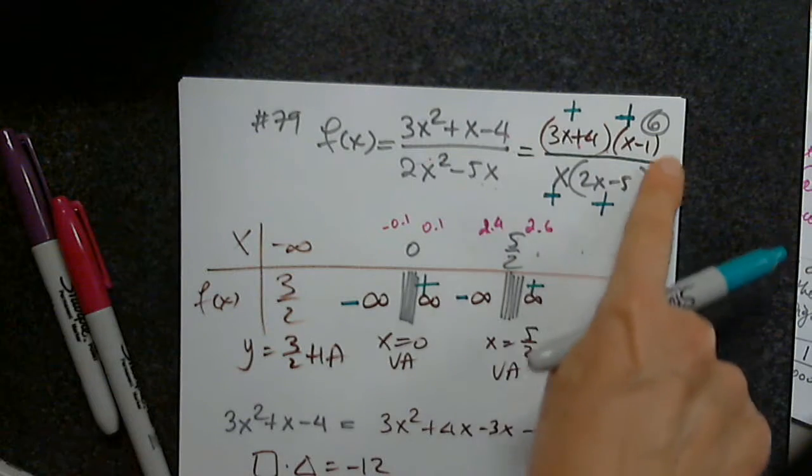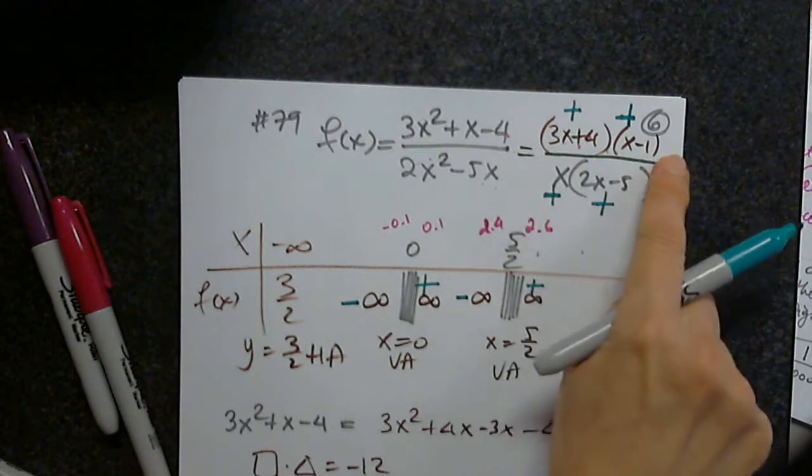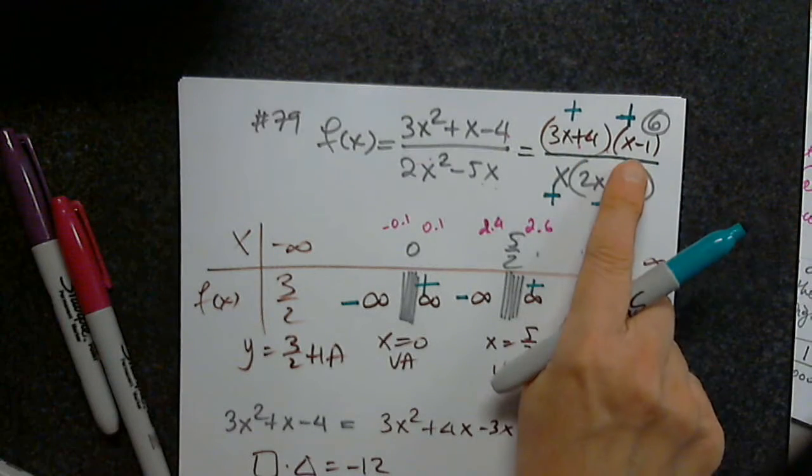Okay, so when is a fraction 0? When the numerator is 0. When is this numerator 0? When x is 1.